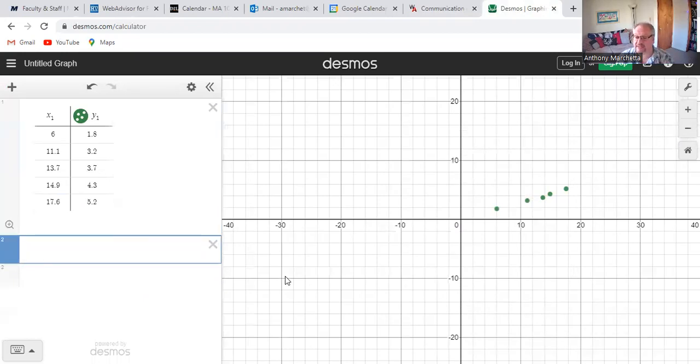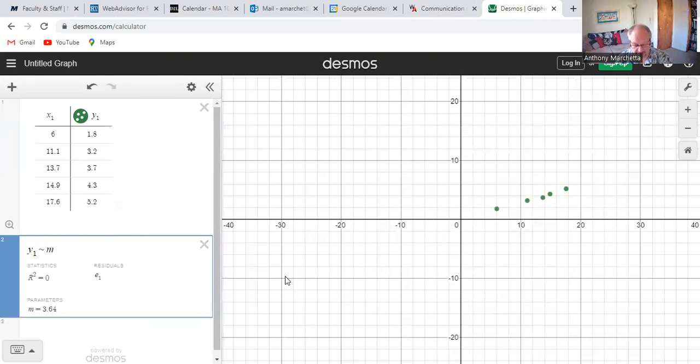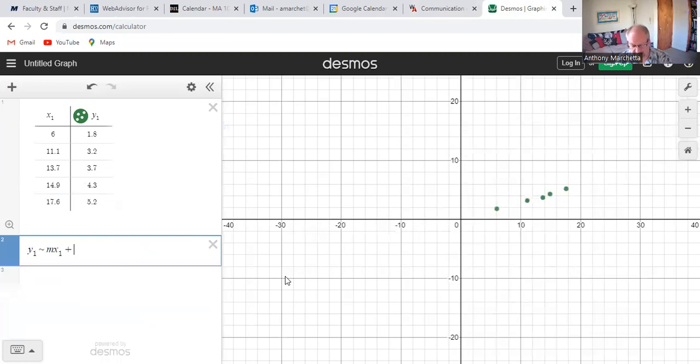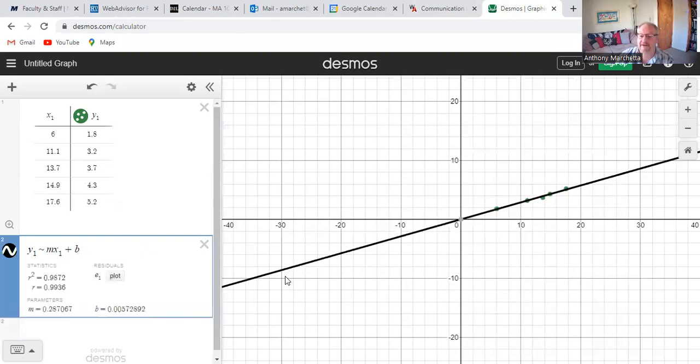And then in that cell, we're going to type the syntax relating the variables y1 and x1 by saying y1 is similar to m, the parameter for slope, times x1 plus b, the parameter for the intercept. And now I have new values for those according to this regression line. The slope is given here and the intercept is given here.